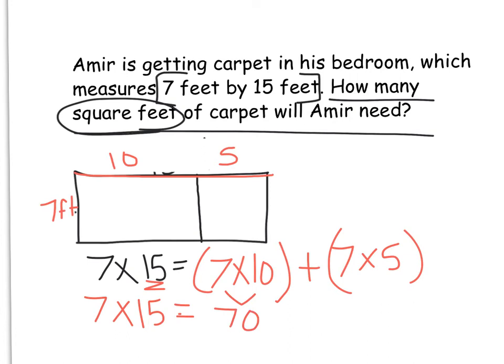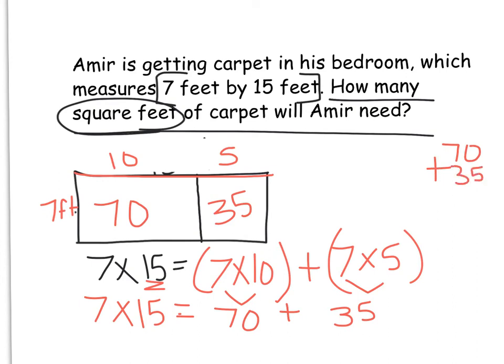So then 7 times 15, 7 times 10, that's easy. That's 70. So I can say this is 70 plus 7 times 5 is 35. So now I have to add 70 plus 35. 70 plus 35 is 105. So 7 times 15 equals 105 square feet.